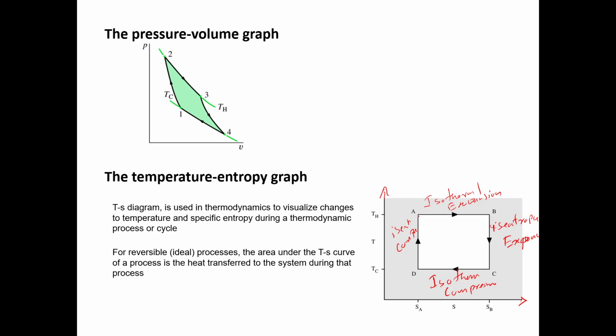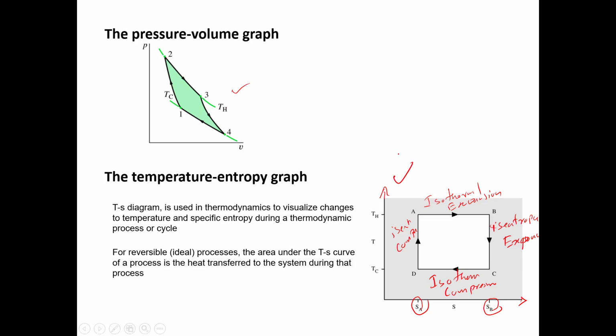Isentropic compression means the entropy is constant, right? So you can see the entropy is constant in here. Both isentropic compression and isentropic expansion. Then we have isothermal expansion and isothermal compression, likewise. Okay, so that is the TS diagram, and this is the PV diagram for the Carnot engine.